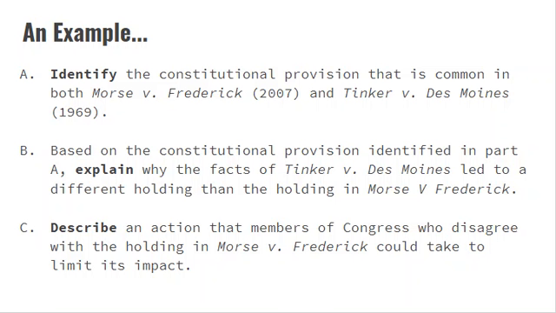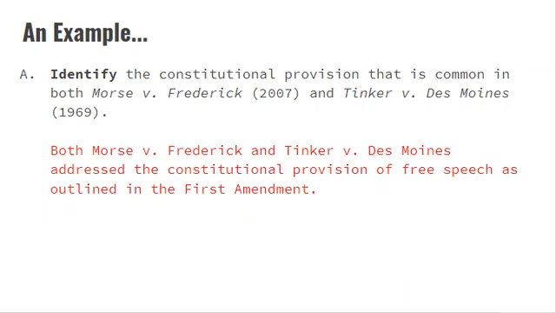B, based on the constitutional provision identified in Part A, explain why the facts of Tinker led to a different holding, a different ruling than the holding in Morse. And then C, describe an action that members of Congress, see, so here's a different institution. Describe an action that members of Congress who disagree with the holding in Morse could take to limit its impact.